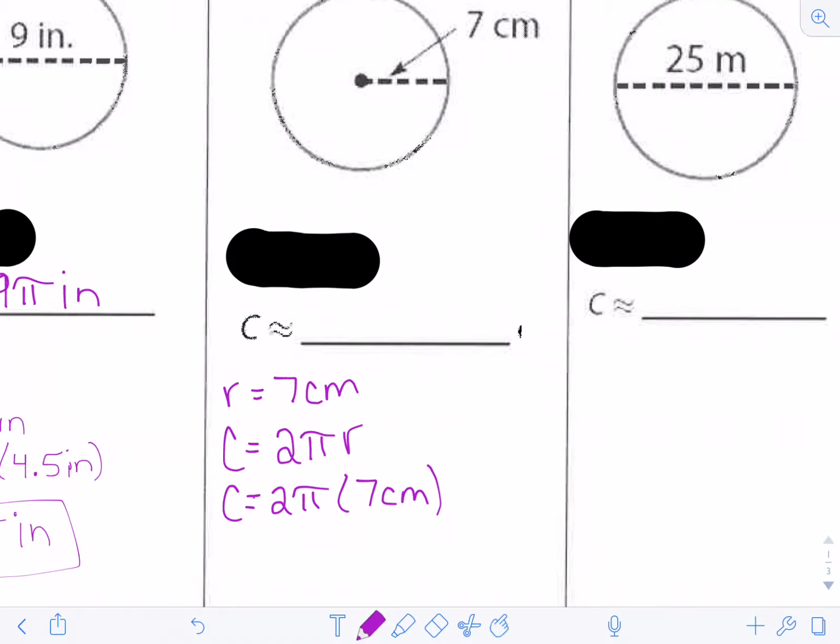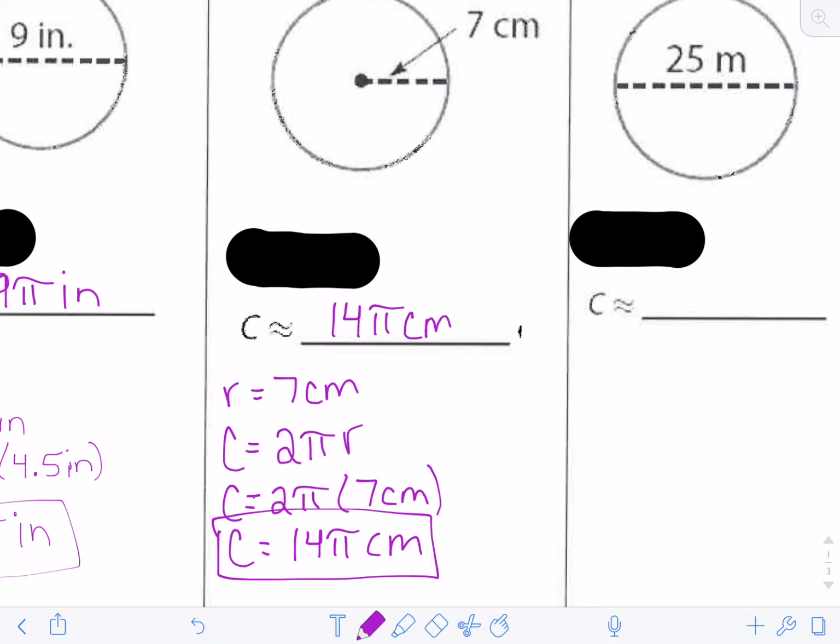When I multiply this out, 2 times 7 is 14. So I have 14 pi centimeters. And that's what I'm putting in my blank here, 14 pi centimeters. That's what it means by leaving it in terms of pi. We're not multiplying anything by 3.14. You're not using a calculator to multiply by pi. You just leave it there in your answer.